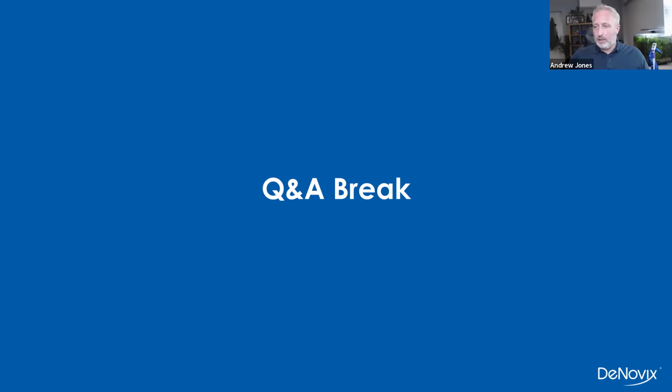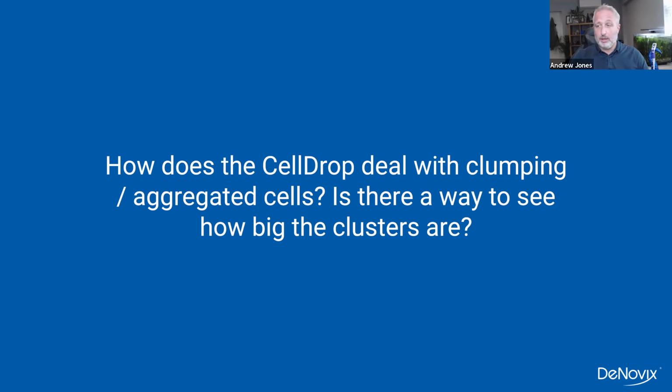There's a couple that I'll group together here, which are asking about how the CellDrop deals with clumping cells or aggregated cells. So there's one question about having particularly sticky cells. How well does it work with them? And also, can you see how big the clumps are? Do you have any way of seeing what the cluster size of cells is?